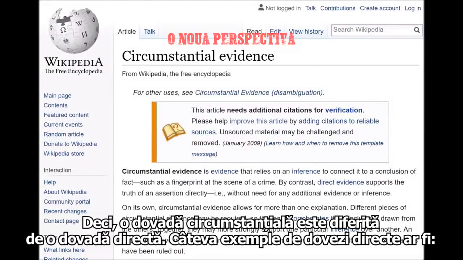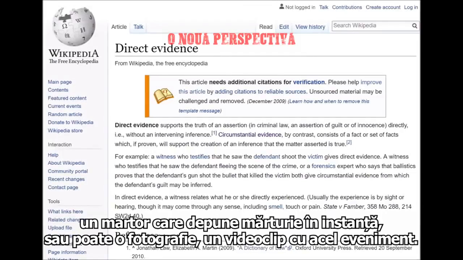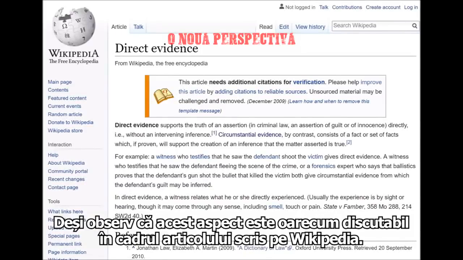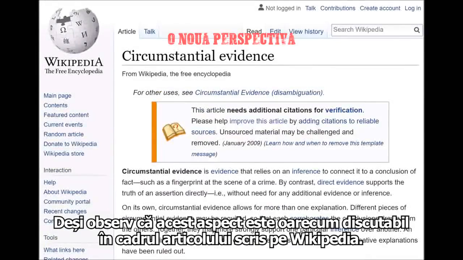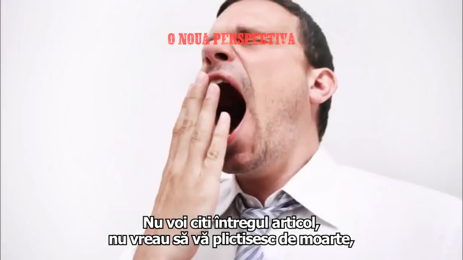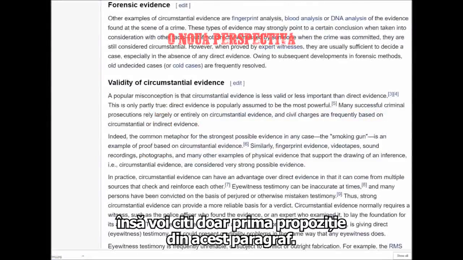So circumstantial evidence is different than direct evidence, and examples of direct evidence are a witness who testifies, so someone speaking in court, or perhaps a photograph or a video of something happening. And I think that direct evidence is probably associated with evidence that is almost beyond a reasonable doubt, although even that seems to be debatable within this Wikipedia article on circumstantial evidence. Now, I'm not going to read the whole thing. I risk boring everybody, but I did just want to read the first sentence of this paragraph.